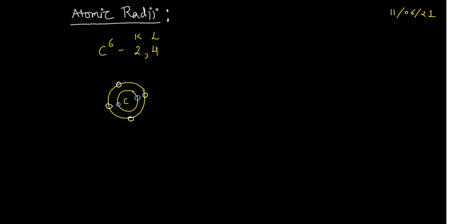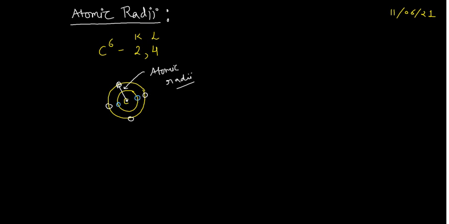Now what is the atomic radii? Atomic radii is nothing but the distance which starts from the nucleus of the carbon and goes up to the outermost electron. So this distance is basically your atomic radii. This distance is known as the atomic radii. So by definition, the distance between the nucleus and the outermost electron of an atom is called the atomic radii.